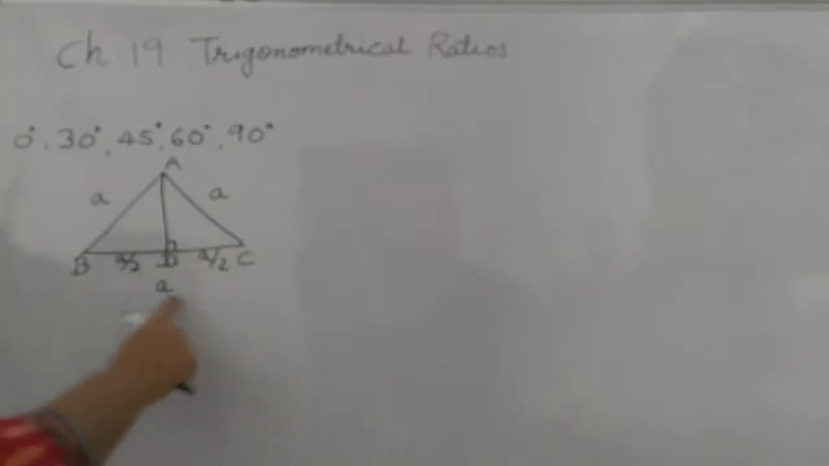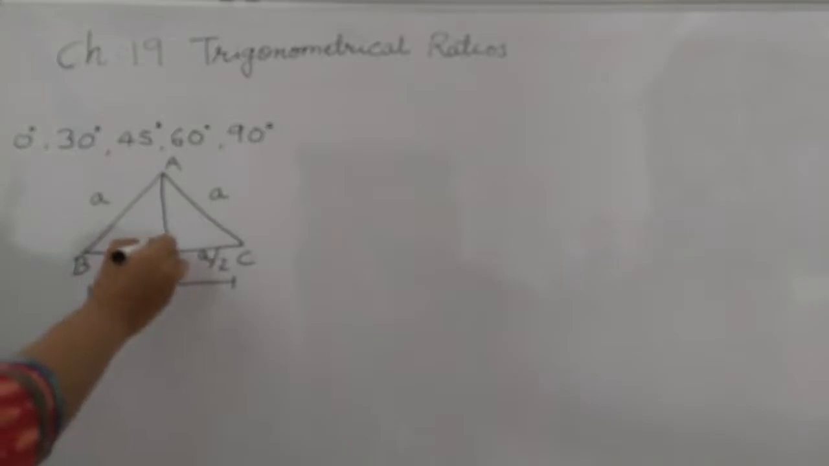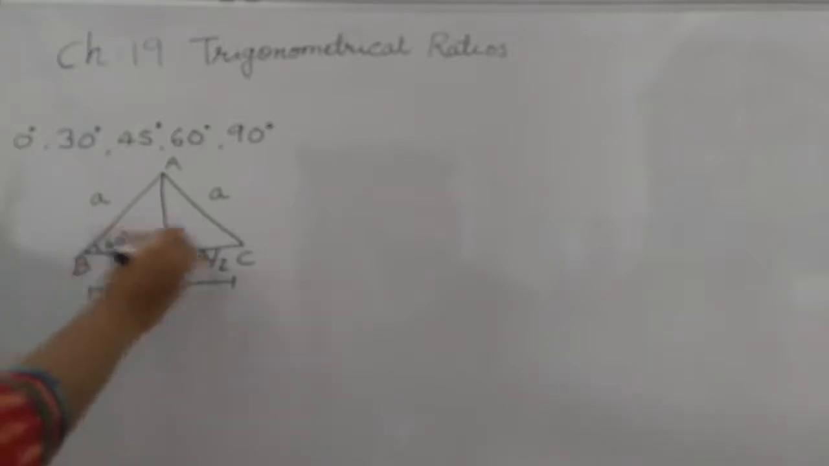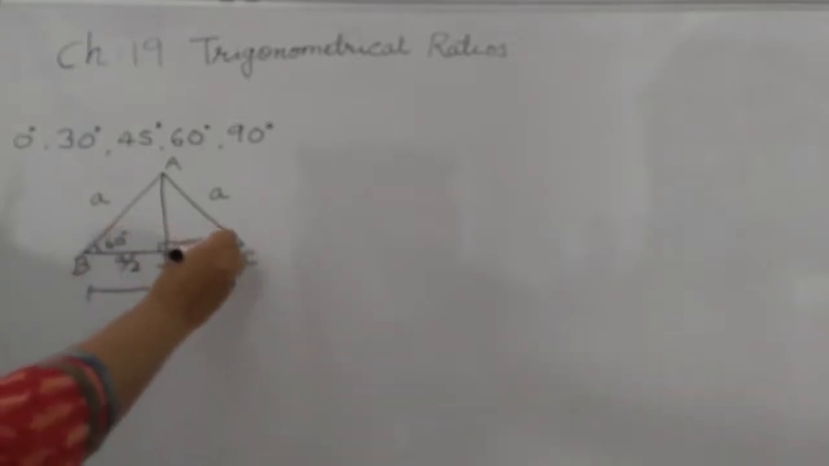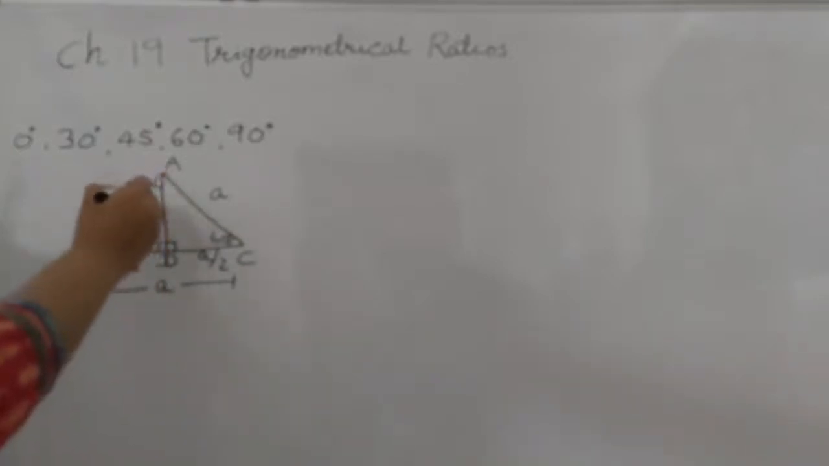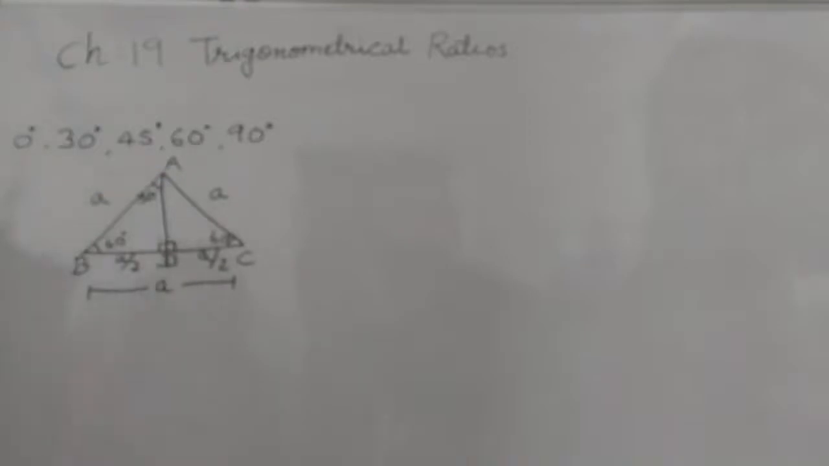So here the whole side is A, so I can write A by 2 on BD and CD. Now students, here this is a 90 degree angle, and in an equilateral triangle all angles will be 60 degree. So here also 60 degree. But here we have drawn a perpendicular, so this becomes 30 and this also becomes 30 degree.